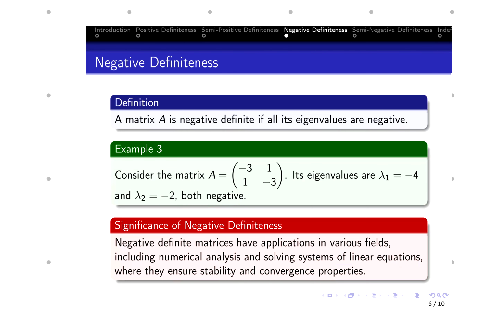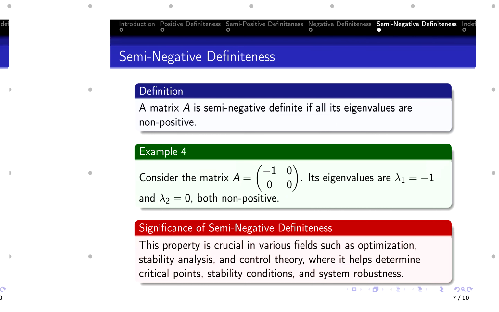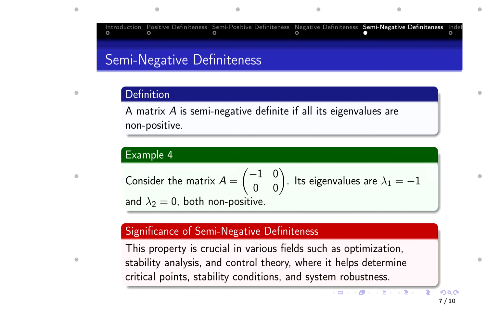Let's see, semi-negative definiteness. You can already have an idea what this is going to look like going by what we had for semi-positive definiteness. So a matrix A is semi-negative definite if all its eigenvalues are non-positive. So you see the language has changed now. The other time we said they are all negative, but here we are just concerned about them being non-positive, meaning that zero is allowed and any negative values and zero. In short, I think that summarizes it. Consider the matrix A, which is -1, 0, 0, 0. Its eigenvalues are lambda 1, which is -1, and lambda 2, which is 0. And they are both non-positive.